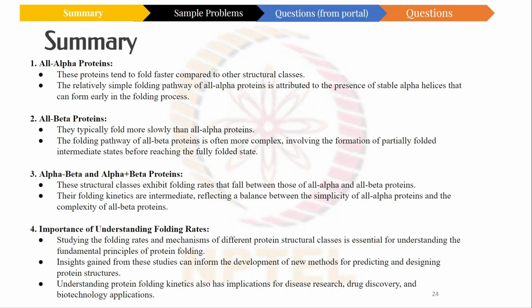So despite these general trends that are observed in the folding rates of different structural classes of proteins, there is significant variability within each structural class. Individual proteins within the same class may exhibit unique folding kinetics due to differences in sequence, size and specific structural features. Further, it is also studied that factors such as the presence of disulfide bonds, post-translational modifications and interactions with ligands and other molecules can further influence the folding rates.